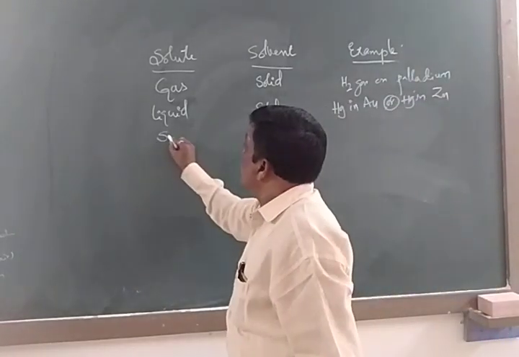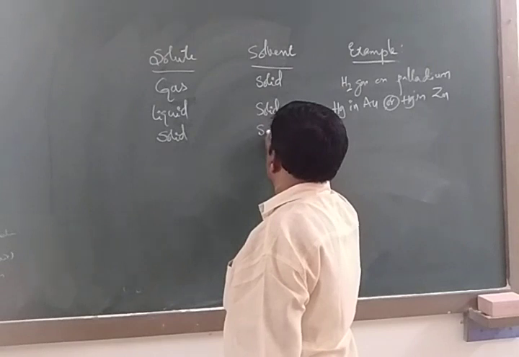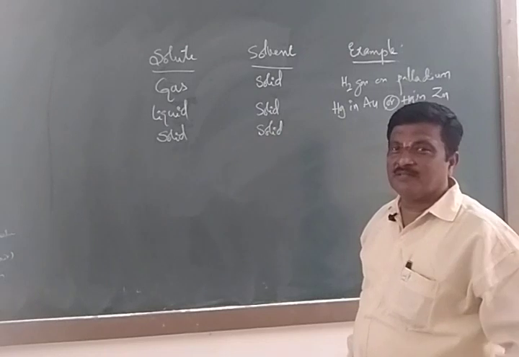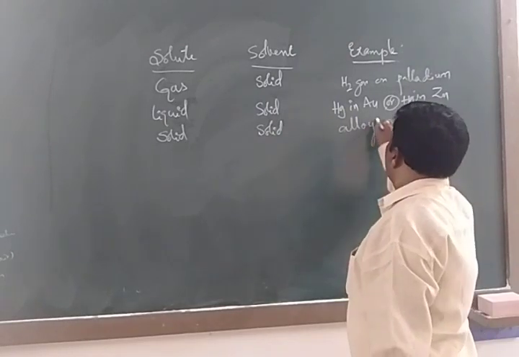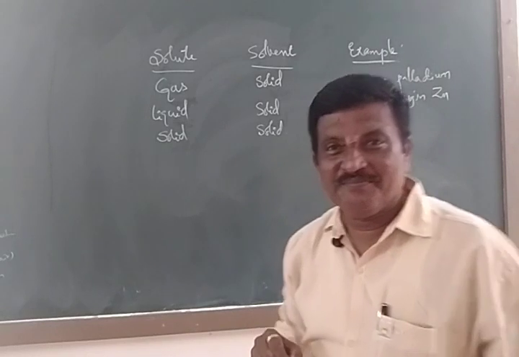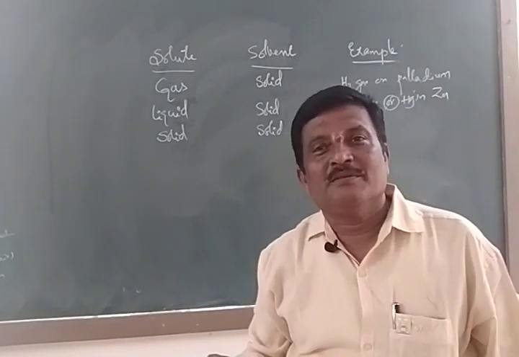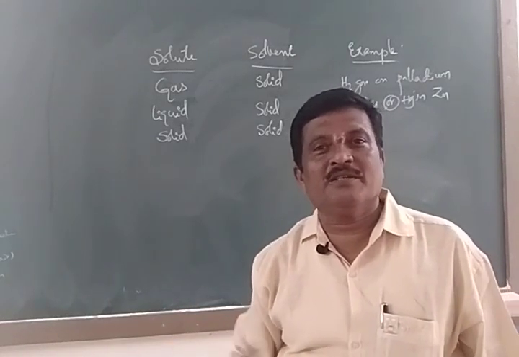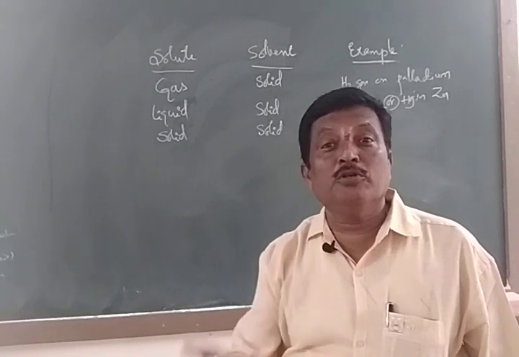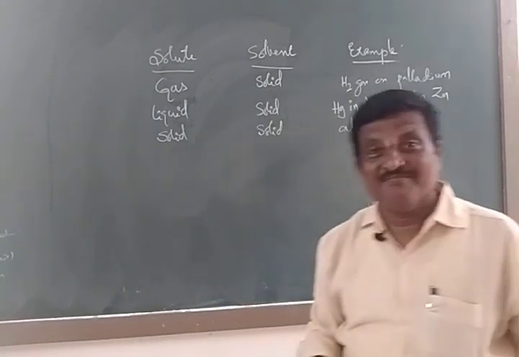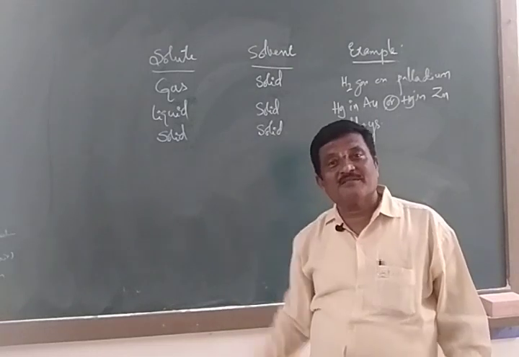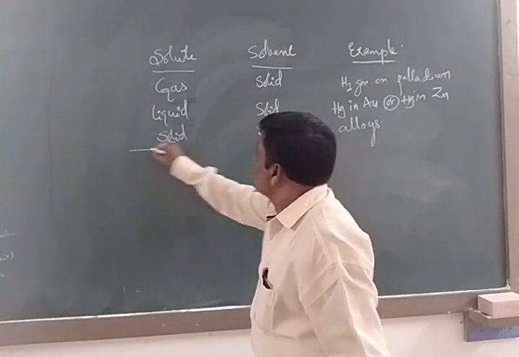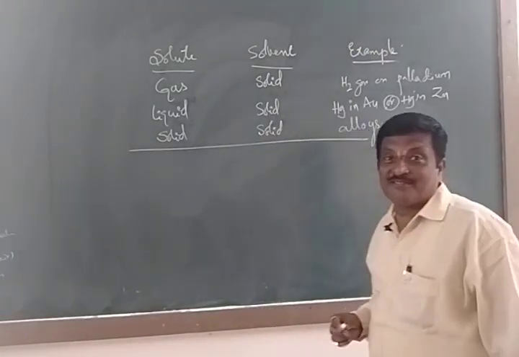And the third one is solid solid. Everyone will say the example is alloys. That is the best example, because solute and solvent are solids, and we get alloys. Alloys are nothing but a homogeneous mixture of two or more metals, and most of the metals are solids. Therefore, this is the best example. This is one set of solutions, solid solutions.